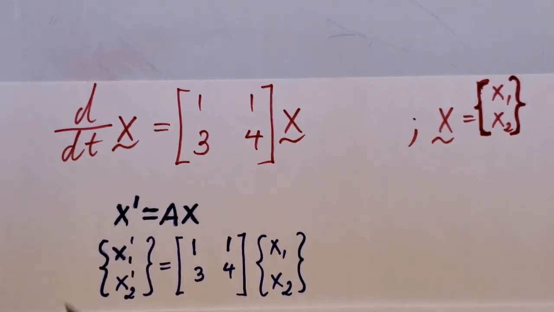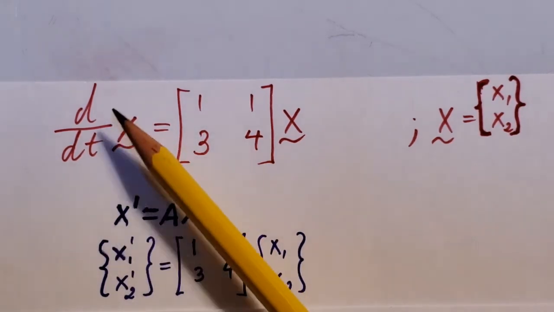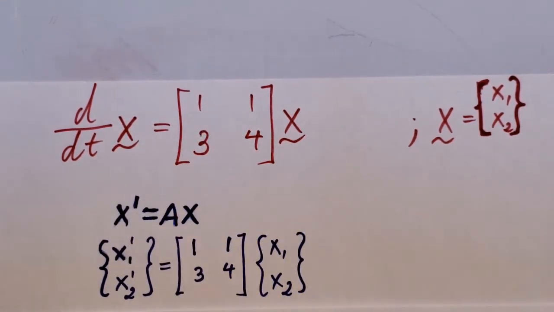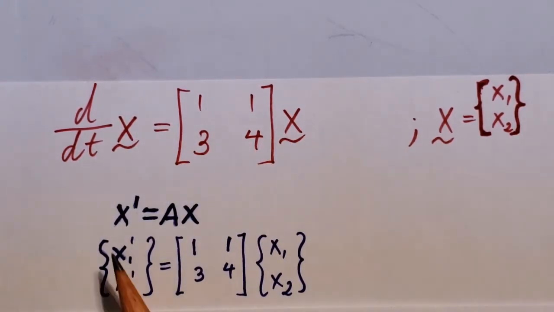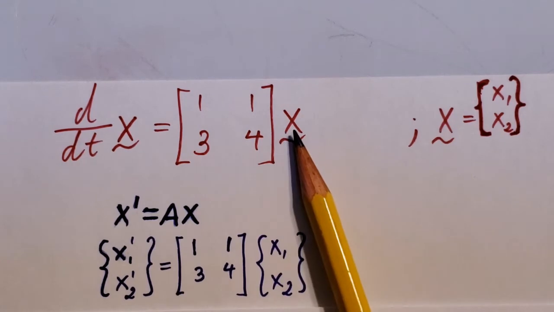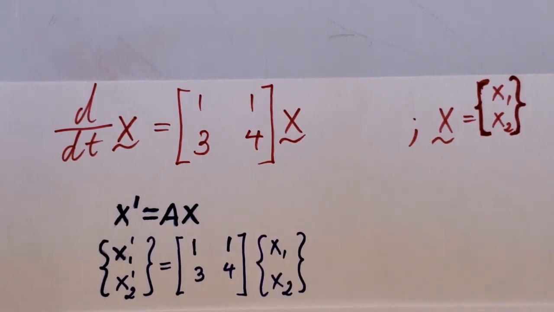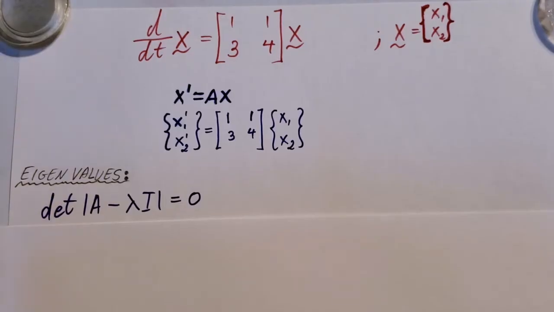What do we have? This x prime equals Ax translates into this, and if we fill in our x's from here, we can write x1 prime, x2 prime equals the matrix, which didn't change, times our vector, which is x1 and x2. First up, we need to find our eigenvalues.